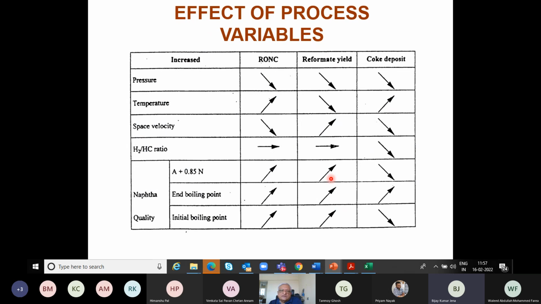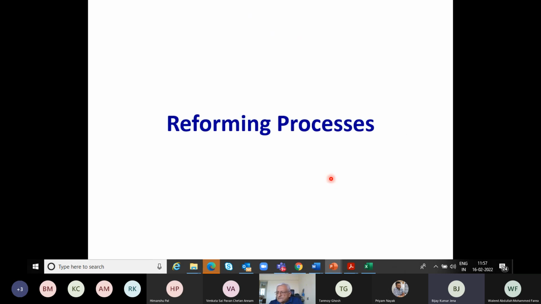And this is the effect of the various process variables that you see here. I think we have already discussed it in great detail. So, once you get a copy of this presentation, you can study the effect of various variables on octane, reformate yield, and coke deposit. As you can see, some of them increase, some of them decrease. As I said before, all these variables we optimize to maximize the reformate yield and the octane, and to minimize coke deposit.